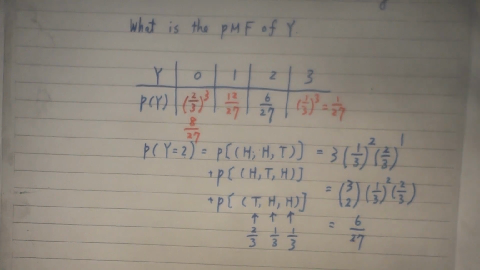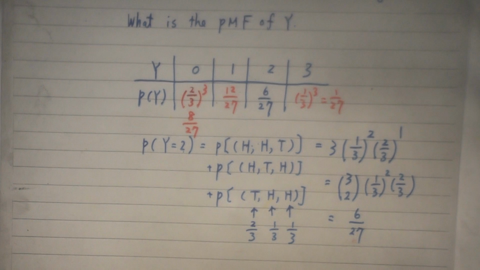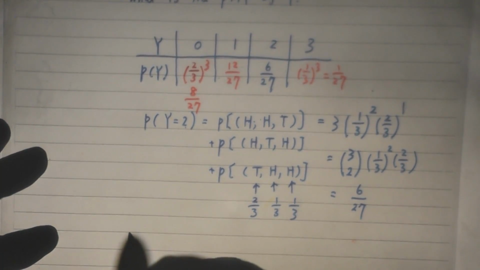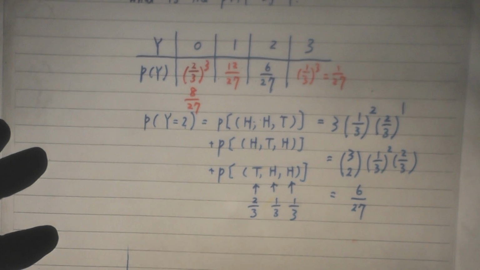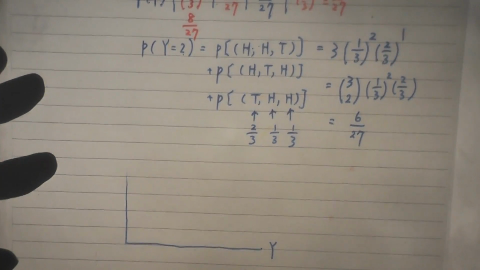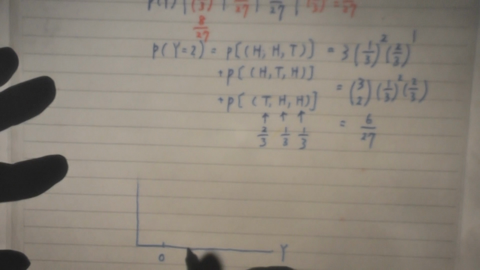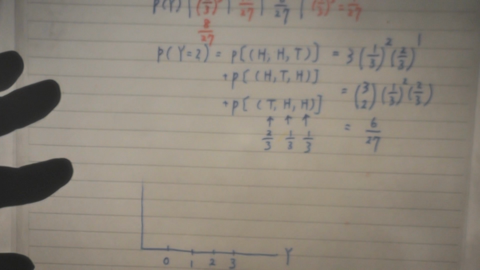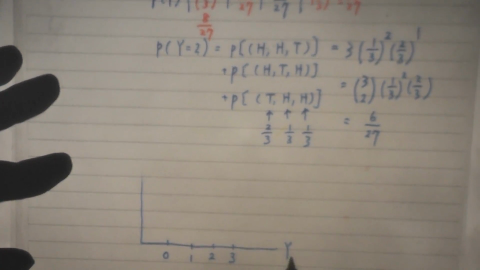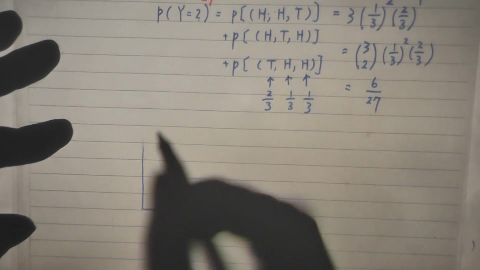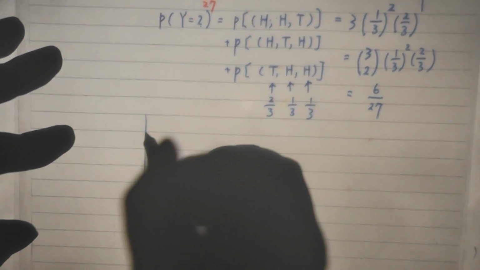Now, this is the probability mass function of y. So if I write it down, if I make a graph here, y, and possible values of y, 0, 1, 2, and 3. Now, how likely do we see only 3 tails, no heads? That chance is 8 out of 27.